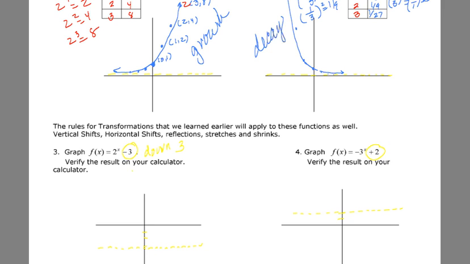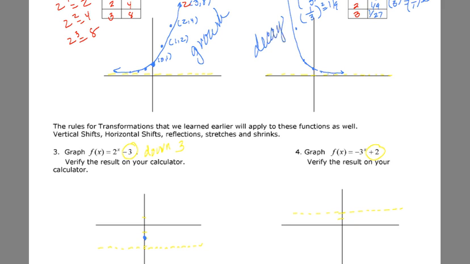Now we can throw this in our calculator and we'll get the 2 to the x that we did earlier, and it's just going to be shifted down 3 units. Now this point up here was 0, 1. If I take that 0, 1 point and shift it down 3 units, it's going to be down here at 0, -2. So that intercept shifts as well, and it'll be down here at 0, -2.